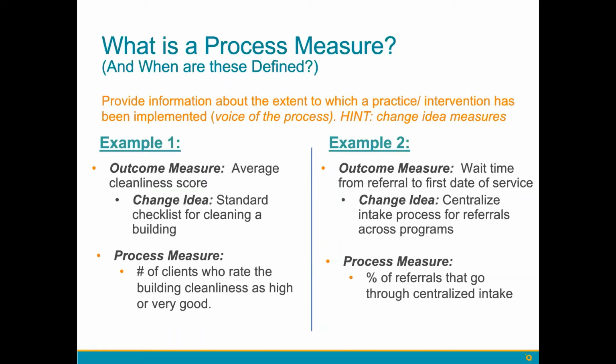So an outcome measure might be the average cleanliness score. So if we're talking about a residential program, or a supportive housing program, the change idea is a standard checklist for cleaning the building. So they're going to develop a checklist for making sure that the building is clean. The process measure then becomes the number of clients who rate the building cleanliness as high or very good. So we've asked the clients, they're telling us, we've got this checklist, we're making sure we're doing it, and now we have clients telling us whether or not we achieved what we were trying to achieve.